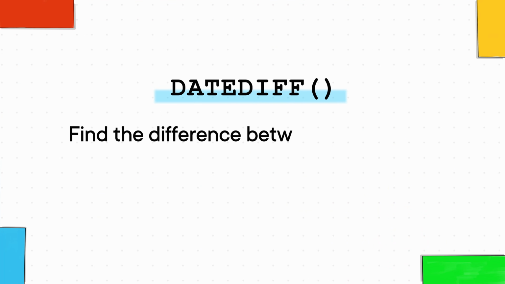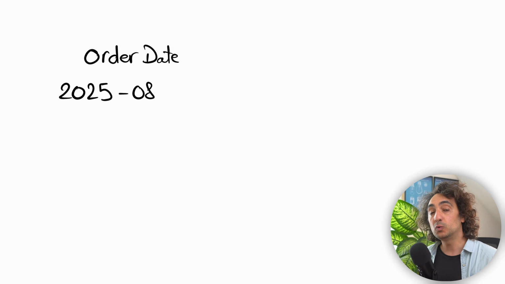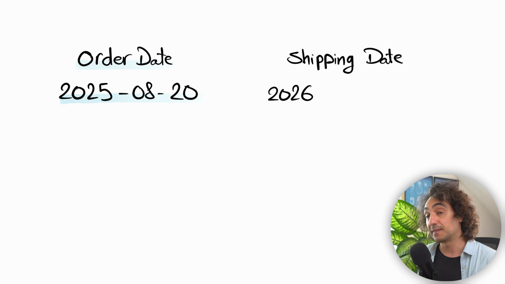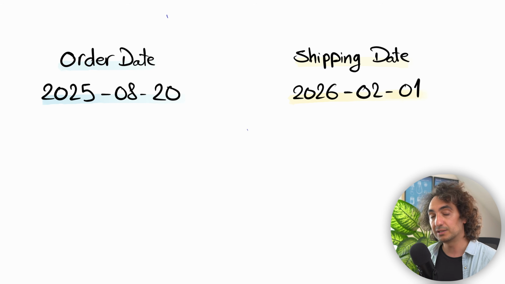Alright, so what is DATEDIFF? Diff stands for difference, and DATEDIFF can allow us to find the differences between two dates. Alright, so let's understand how the DATEDIFF works in SQL. Now imagine we have two dates. We have the order date at 2025, August 20th, and the shipping date is the 1st of February in the next year, 2026.